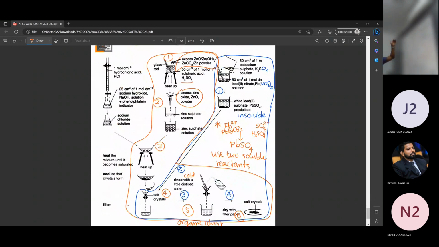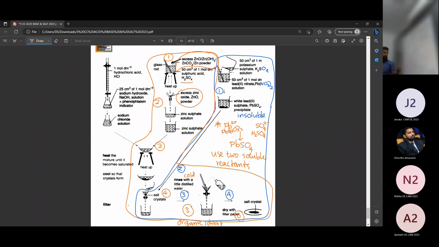Okay, so you say add excess zinc oxide into sulfuric acid and stir it, heat it, and get rid of the excess zinc oxide by filtration. Heat the solution until the crystallization point, obtain the crystals, filter off the crystals, rinse them with organic solvent, and filter and dry them.